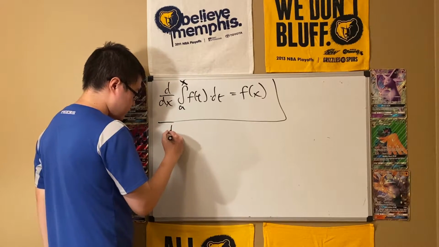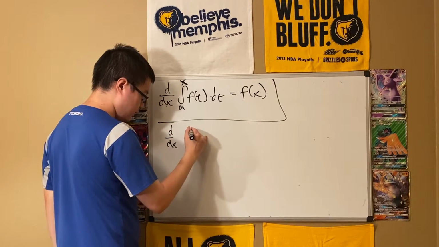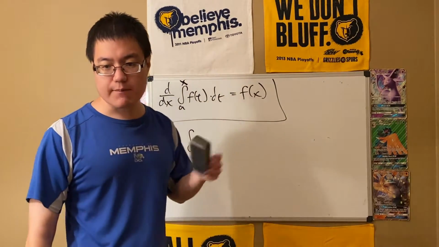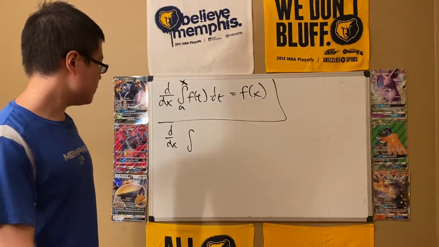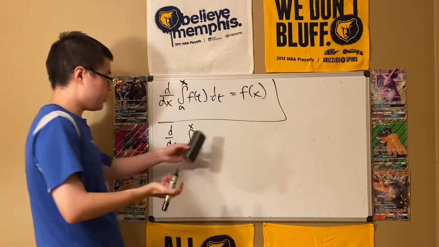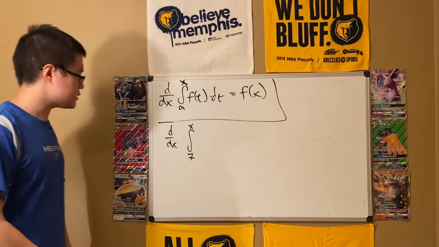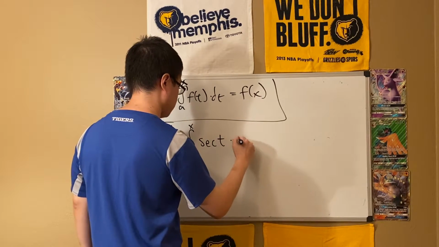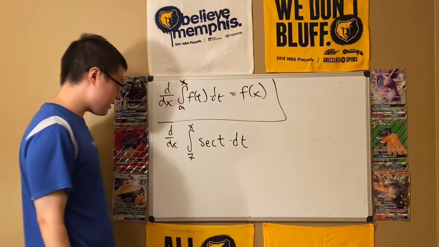So we have d dx of, again, you can choose any number you want. I'm going to choose the number 7. We have x here, and then we're going to have a function. Let's just make it simple. Let's choose secant of t. So this is my question.